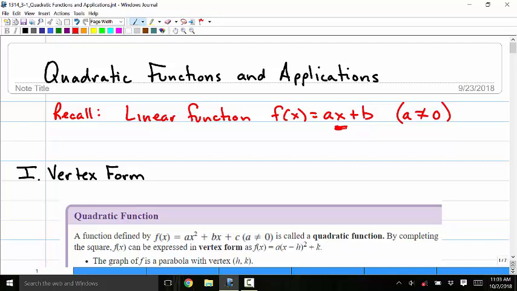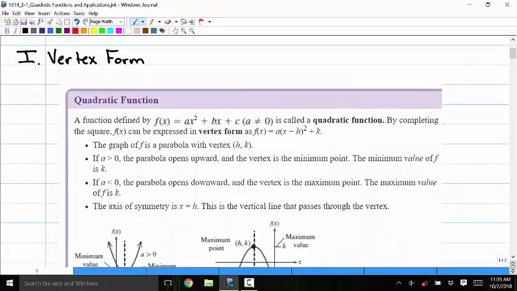Okay, now we're going to move into what are called quadratic functions. And I'm going to introduce vertex form in just a second. But a quadratic function is of that form, f of x equals ax squared plus bx plus c. Again, that leading coefficient a cannot be 0. What makes it quadratic? It's the x squared term. That makes it quadratic.